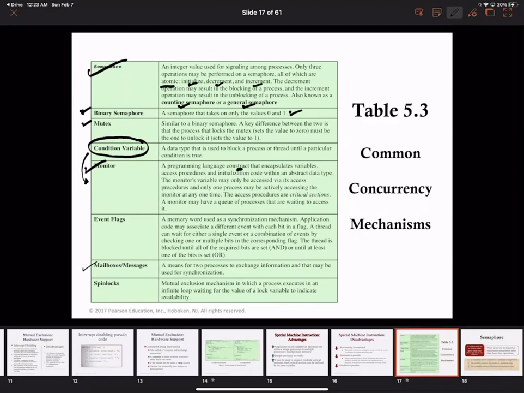A monitor may have a queue of processes that are waiting to access the monitor. We will also talk about mailboxes and messages, which allow 2 processes to exchange information, and that may be used for synchronization. This is where we say message communication. And then we will also talk about spin lock, a mutual exclusion mechanism in which a process executes in an infinite loop waiting for the value of the lock variable to indicate availability. Now let's discuss each one of those mechanisms in more detail, starting with semaphores.